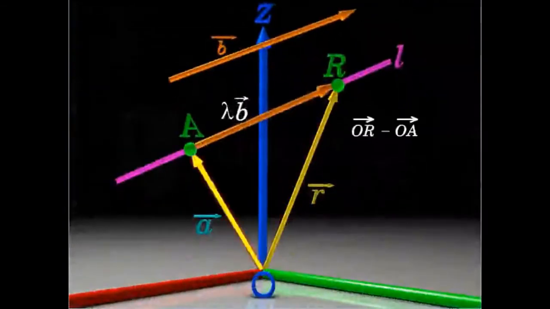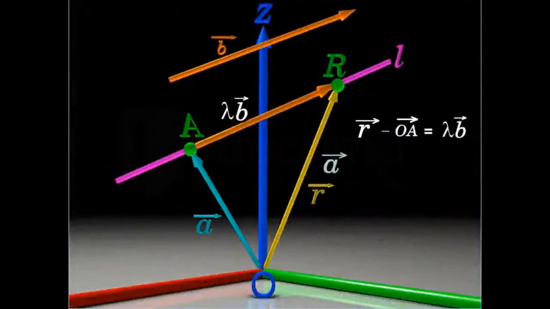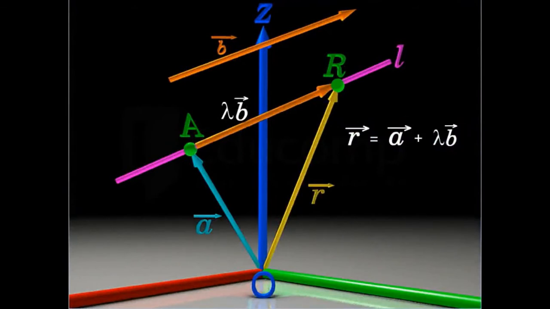Applying the triangle law of vector addition to triangle OAR, we get vector OR minus vector OA is equal to vector AR, which is also equal to lambda times vector B. Thus, vector R minus vector A is equal to lambda times vector B, or you can say vector R is equal to vector A plus lambda times vector B. This equation represents the vector equation of a line.